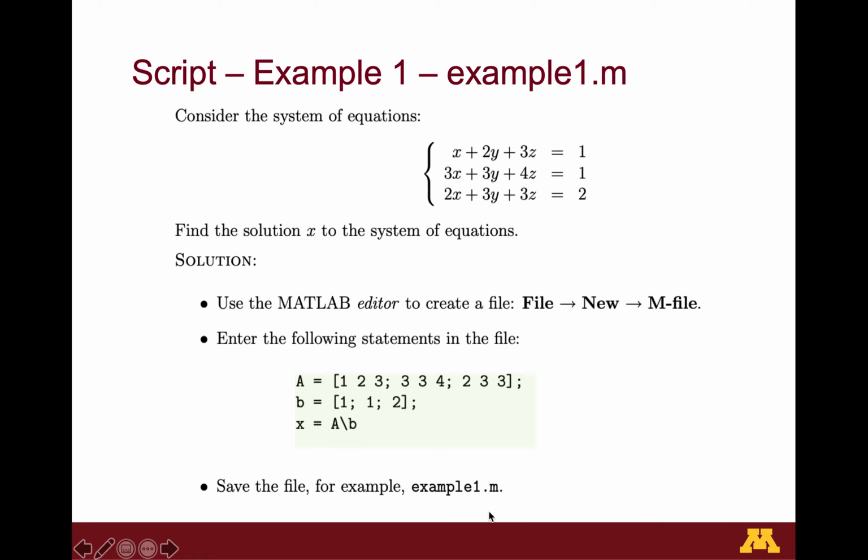To solve it, first we use the MATLAB editor to create a new file by clicking File, New, M file. And then enter the following statements in the file. A equals this matrix, and B equals 1, 1, 2, which is the right side of the equation set. And then the solution x, which is in fact the vector x, y, z, equals A divided by B. And then save the file, for example, example1.m. And then you can run this file and get your result for x. We will show a demonstration of this in MATLAB.